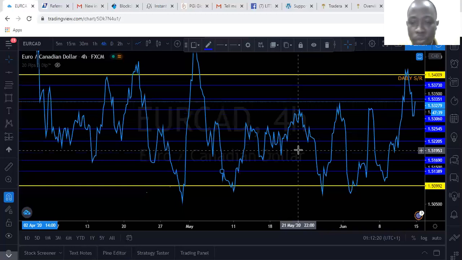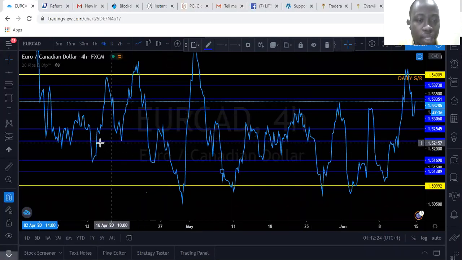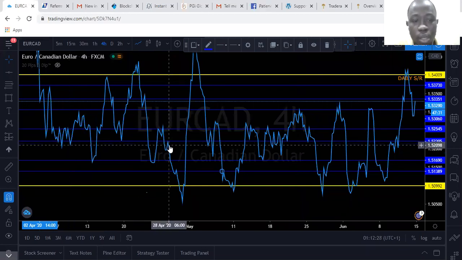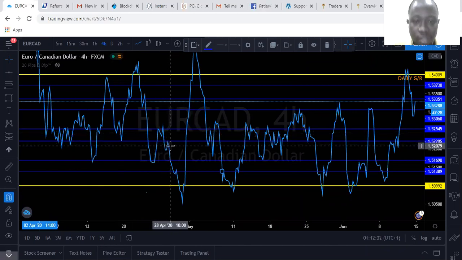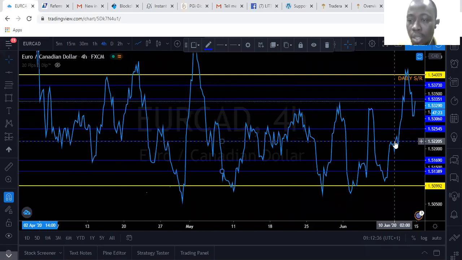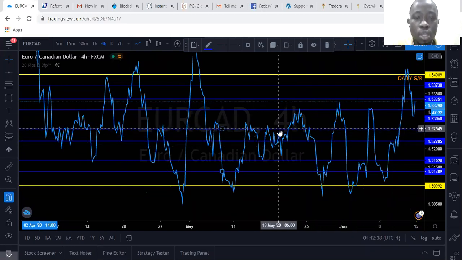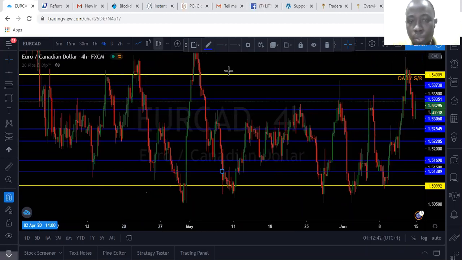Now, it doesn't have to be very accurate, but the most important thing is, you see, this line has been respected here as resistance. When it broke, it turned to a support rather. When support breaks, it turns to what? Resistance. Support. Okay, resistance. Once you've identified that, the next thing is to pull out your candle.